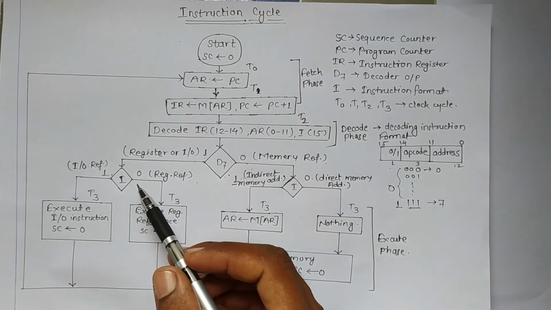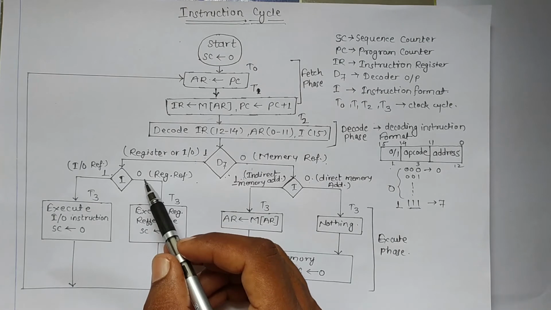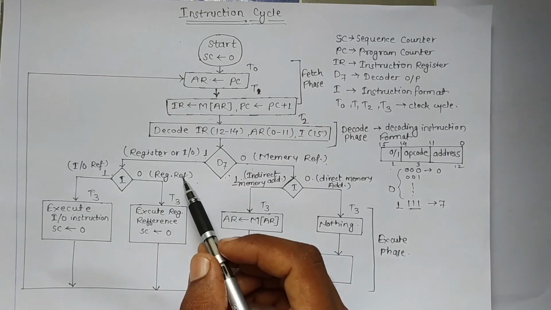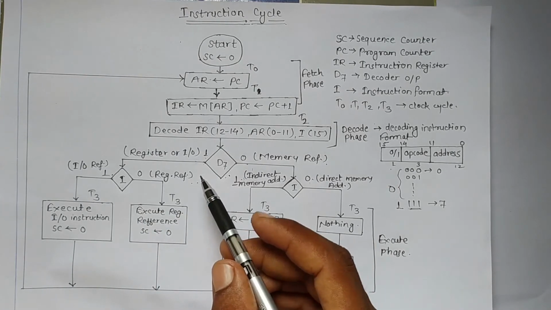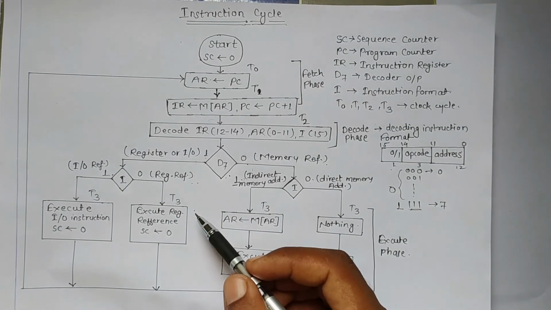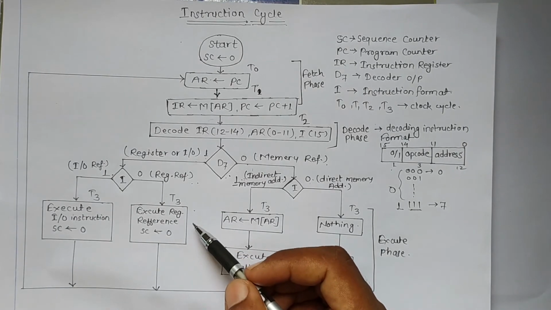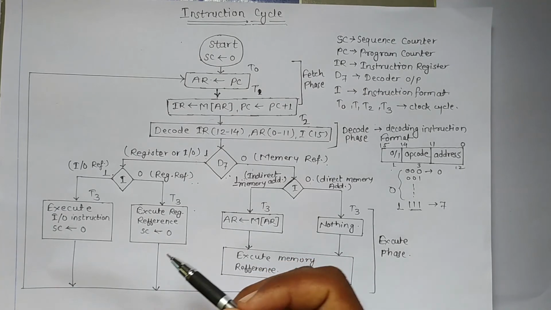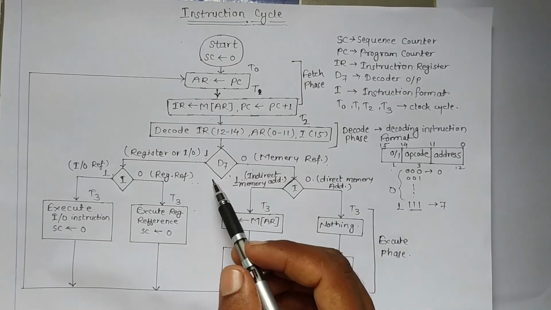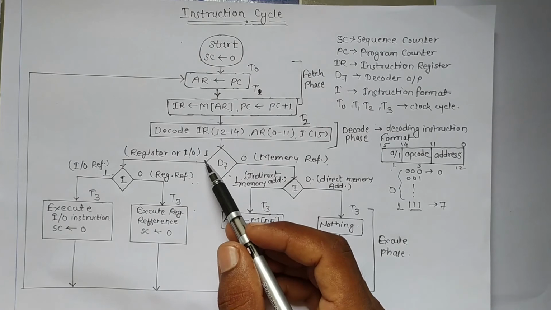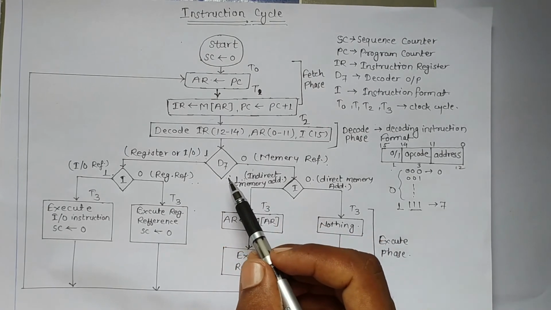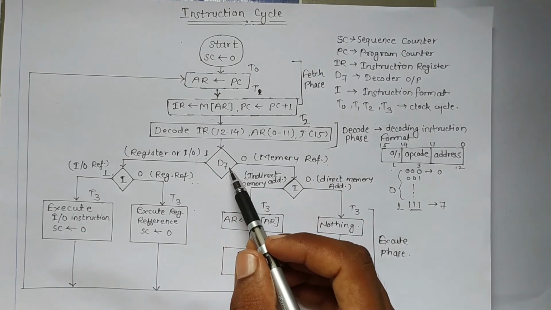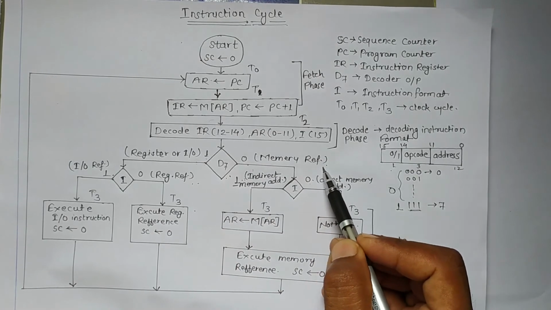In the other case, if the value of I is 0, then it is the register reference. At the third clock cycle, the microprocessor executes the register reference, and after the execution, the sequence counter is initialized to 0. So this is the case where D7 has the value 1. If the value is 0, then it is the memory reference.